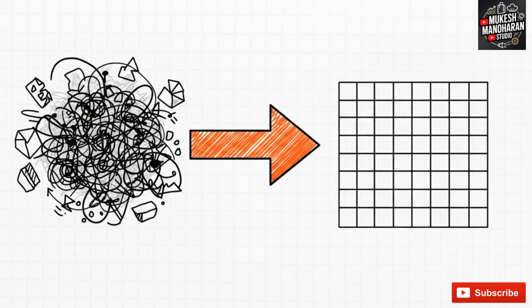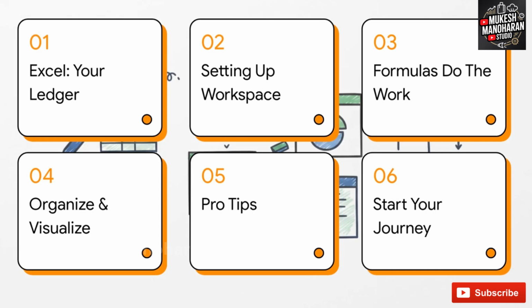Think of it as this perfectly structured space that takes that messy jumble of information and organizes it into a clean, logical grid. It's all about transforming chaos into clarity, and we're going to walk through it together step by step. So here's our game plan for today.